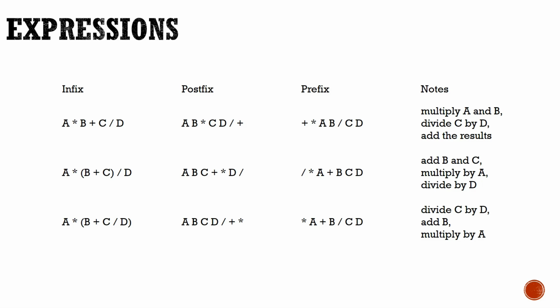Fine. Then the prefix. First to be solved is C D. Fine. So slash CD, that is slash CD. Then next, this result is to be added with the B. That is plus B and this result. Then this is to be multiplied with the A. That is star, we write over here, star and the A and this expression. Fine. So this is how we go for conversion. These are the equivalent expressions in the infix, postfix and the prefix. Fine.